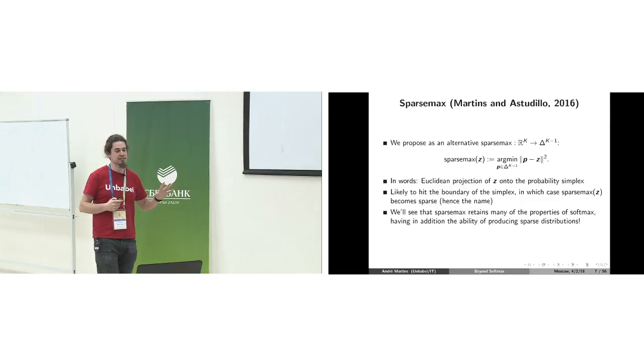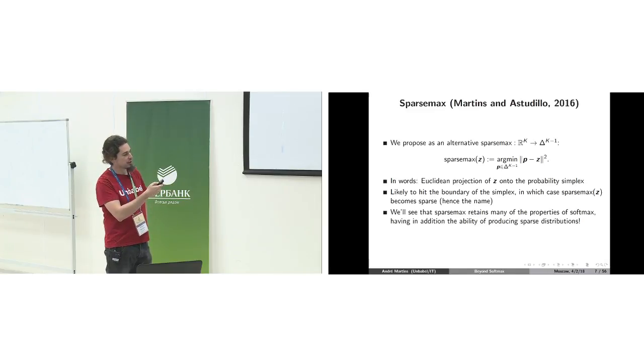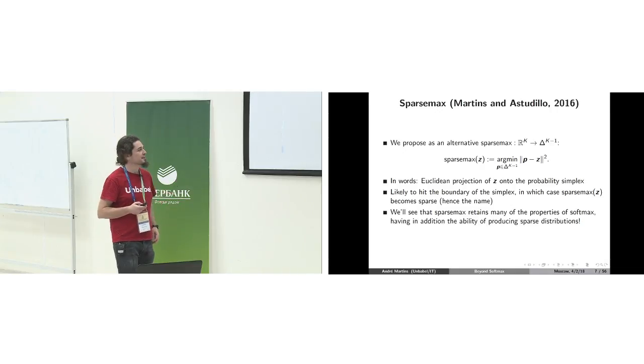And this is something that doesn't happen in softmax. And so when this projection hits the boundary, then some of the coordinates of P, of the solution of this problem, are going to become 0. Okay, and this is why we will get a sparse solution, and this is why we call this Sparsemax.